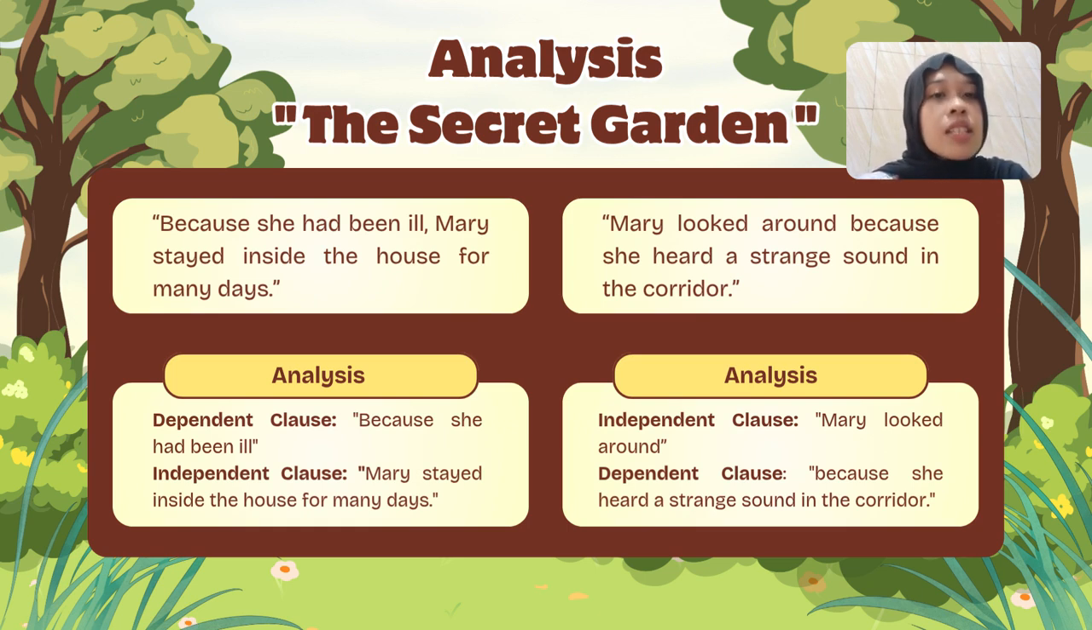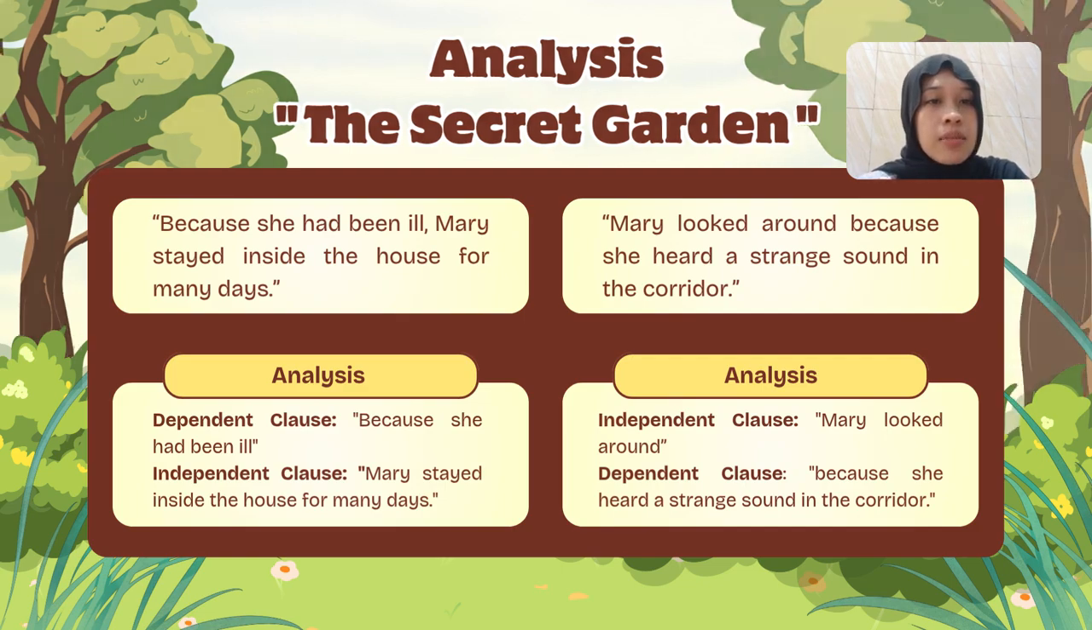The second sentence is, Mary looked around because she heard a strange sound in the corridor. The independent clause is Mary looked around. This part is complete and can stand alone. The dependent clause is because she heard a strange sound in the corridor. This clause explains the reason why Mary looked around. So, in the sentence, the independent clause gives the main action and the dependent clause gives the reason.